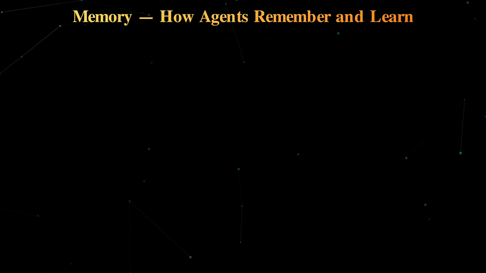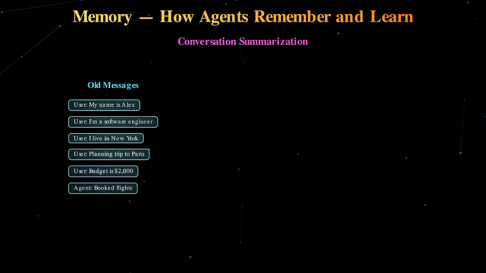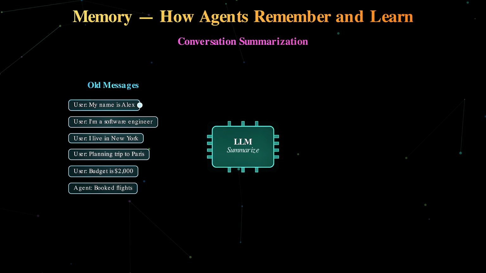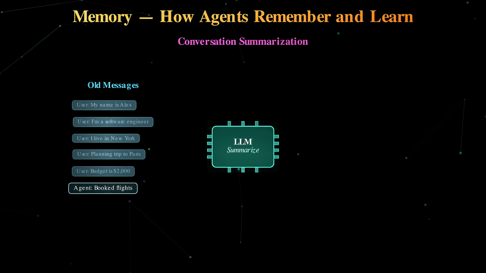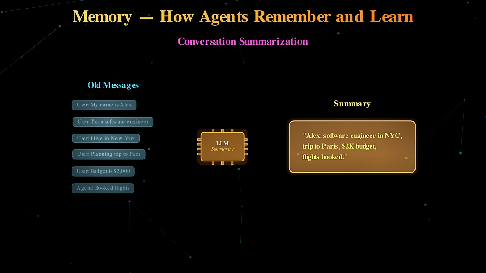To work around the context window limit, agents use conversation summarization. As the conversation grows, older messages are compressed into a concise summary. The user is Alex, a software engineer in New York planning a trip to Paris with a $2,000 budget. We've already booked flights. This summary takes up far less space than the original messages, freeing room for new conversation while preserving the essential context.